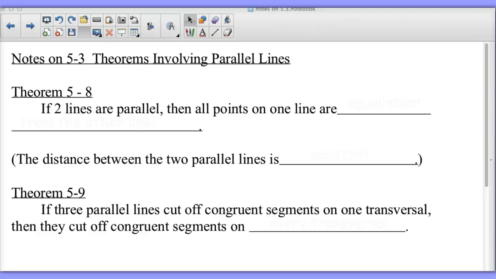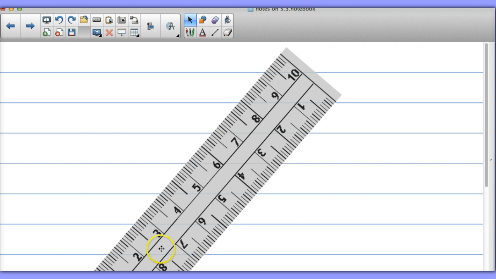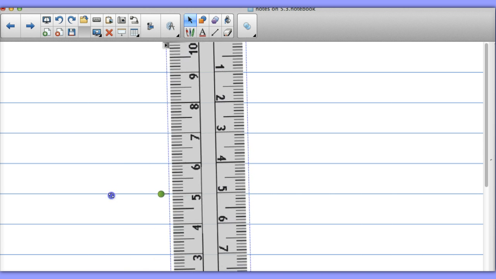We've been studying parallelograms for a few days now. Let's take a look at some theorems that are just related to parallel lines. The first one talks about the distance between two parallel lines. So let's take out our ruler and take a look at the distance between a pair of parallel lines.